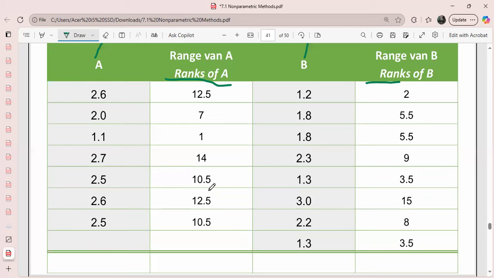Let's see if we do have values where the ranks are the same. This side we have 5.5, and this side we also have 5.5. Under here we have 2.6 and 2.6, and their ranks are the same, 12.5 and 12.5. And even here, 2.5 and 2.5 have rank 10.5 and 10.5. Even here, 1.8 and 1.8 have rank 5.5.